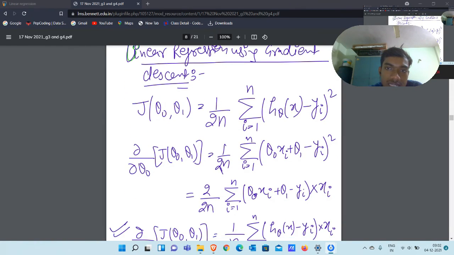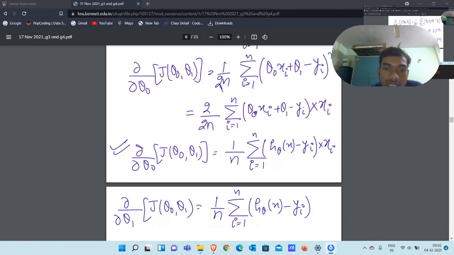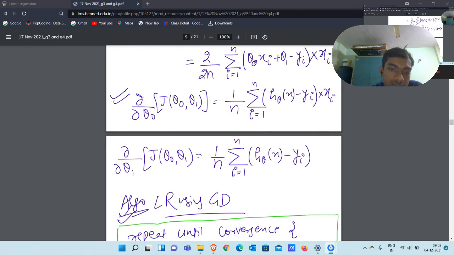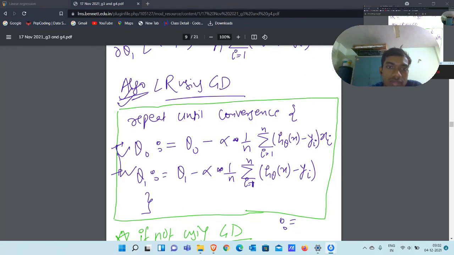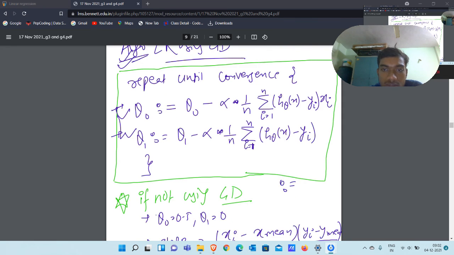Linear regression using gradient descent. Here we are taking the derivative, and we get the derivation as 1 by n summation of h theta of x minus y. So the formula is theta naught equals theta naught minus alpha times 1 by n summation of i equal to 1 to n of h theta of x i minus y i, and for theta 1 it is the same multiplied by x i. This is similar to the formula for the intercept as well, and it goes on.